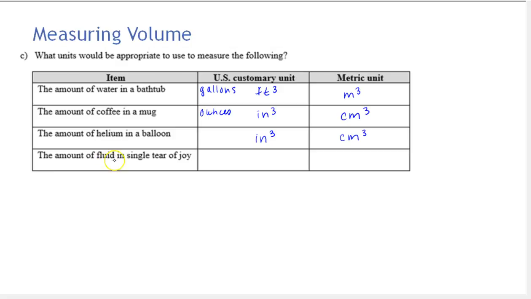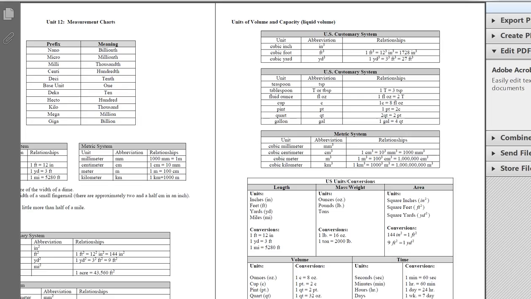The amount of fluid in a single tear of joy. Well, that's small, okay? So what I'm thinking of in terms of some of our basic ones, let's go to this chart, okay, is the smallest measure we have in our U.S. customary system is a teaspoon, and I'm thinking a single tear of joy would not fill a teaspoon, but that would probably be our best bet on this list, okay?